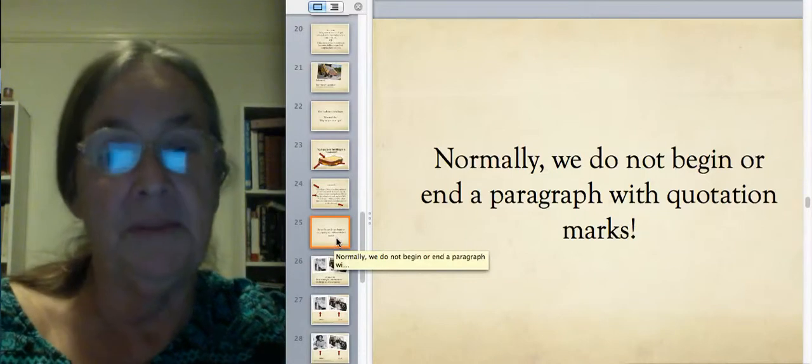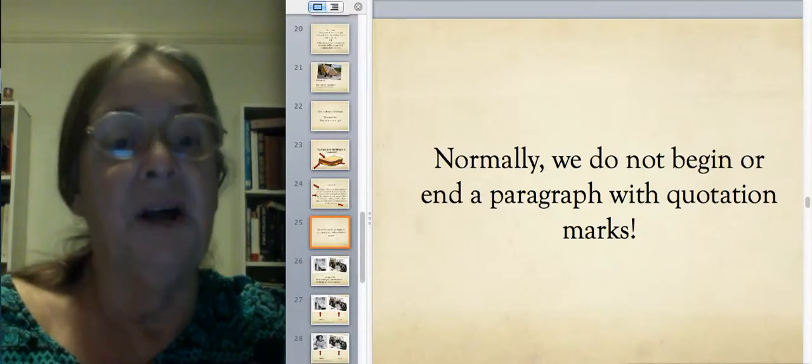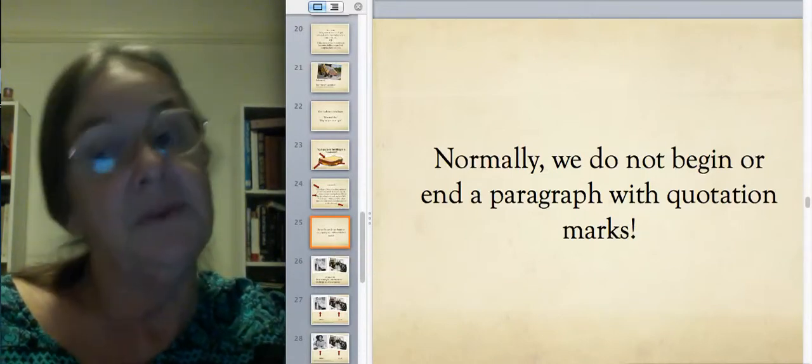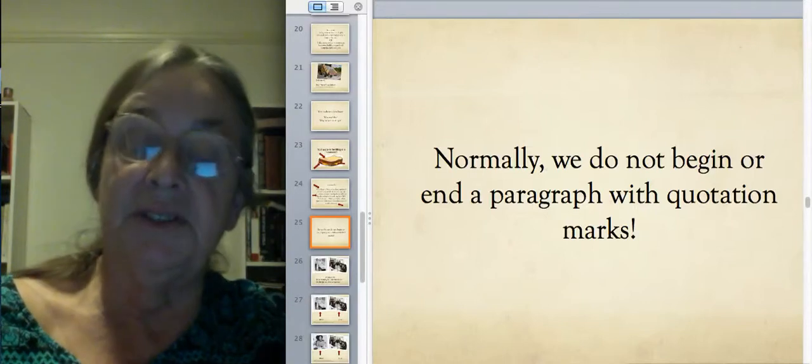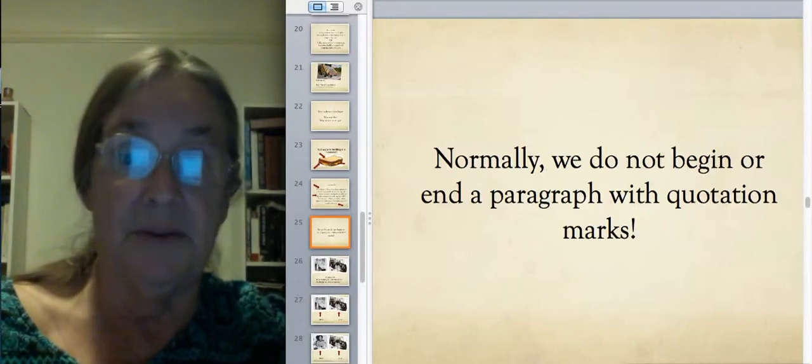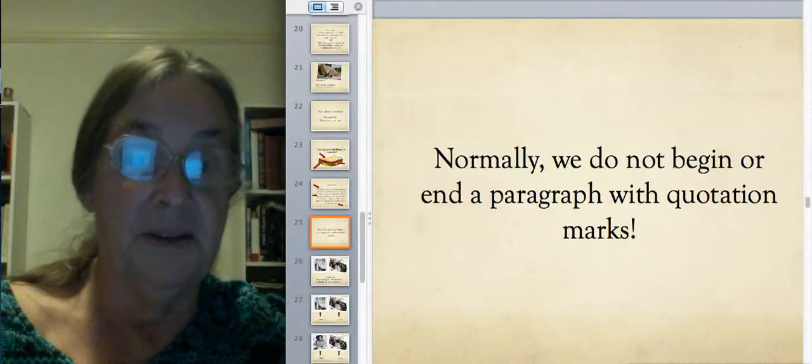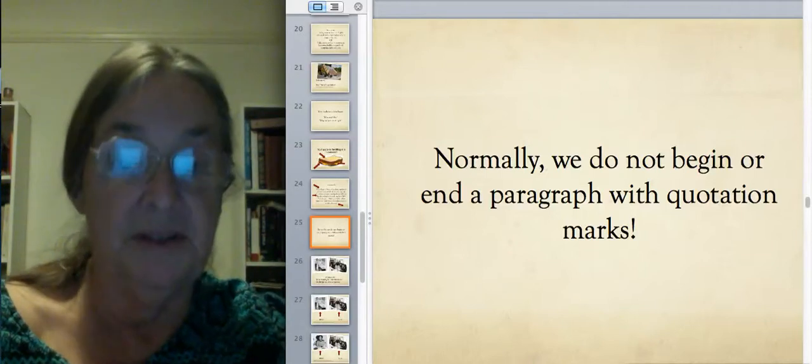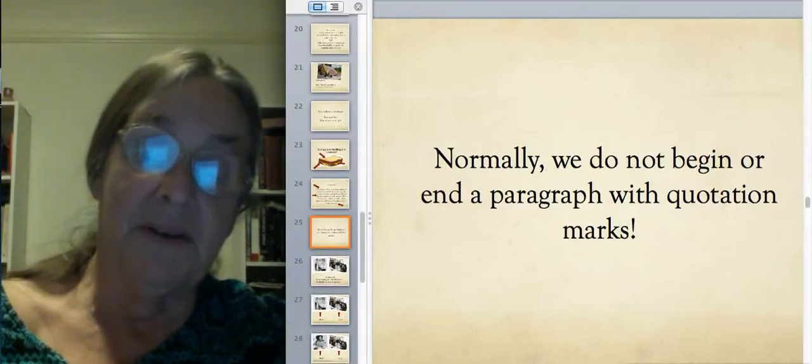But a key thing to remember here is that normally we do not begin or end a paragraph with quotation marks. The quotation is usually going to end up in the middle of the paragraph, not at the beginning or the end, because you have to introduce it, and you have to say something about it after you quote.